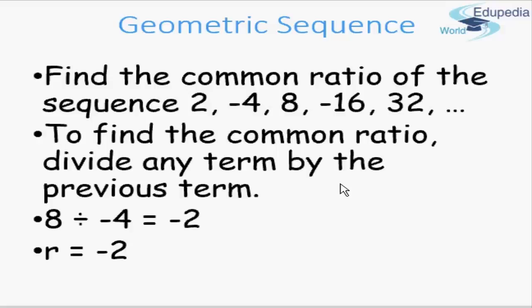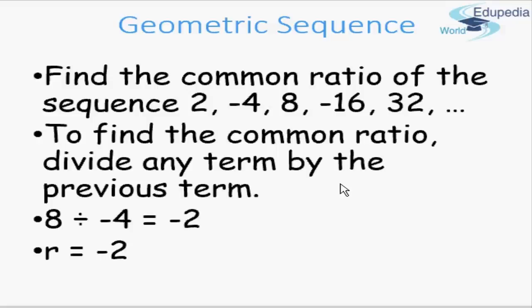Just like in an arithmetic progression, we used to find the common difference by subtracting the second term from the third term, the third term from the fourth term, basically subtracting any previous term from a term. In this case, we get the common ratio by dividing a term by its previous term. That is, 8 divided by -4, so we get a common ratio of -2.